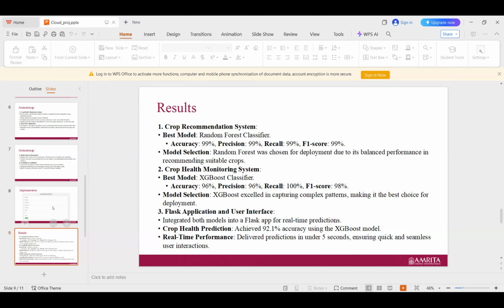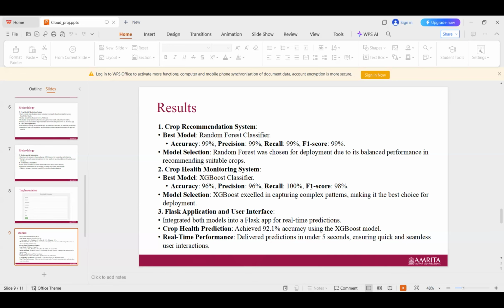Our models delivered impressive results. For crop recommendation system, we got 99% accuracy, precision, recall, and F1 score. And we selected random forest for deployment. For crop health monitoring system, XGBoost reached 96% accuracy, 100% recall, and F1 score also 98%. The Flask application connected both models, delivering real-time responses within 5 seconds and maintaining over 92% accuracy in real-world tests.